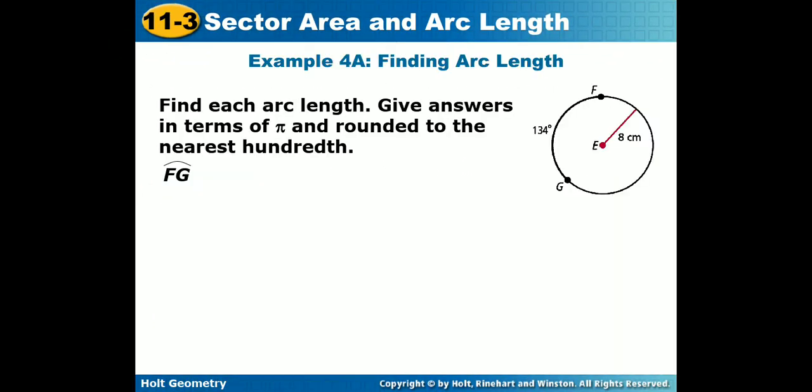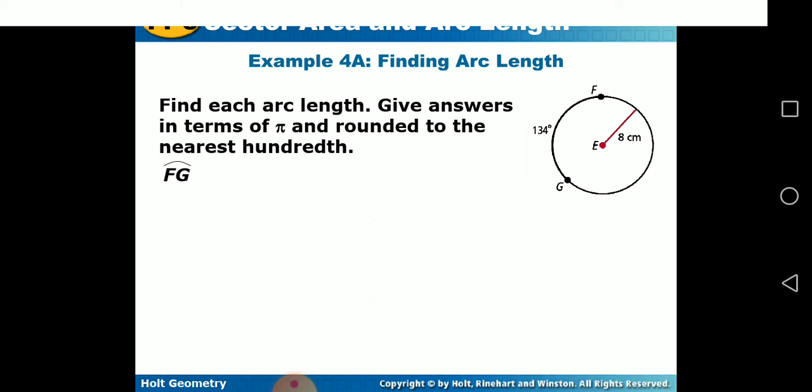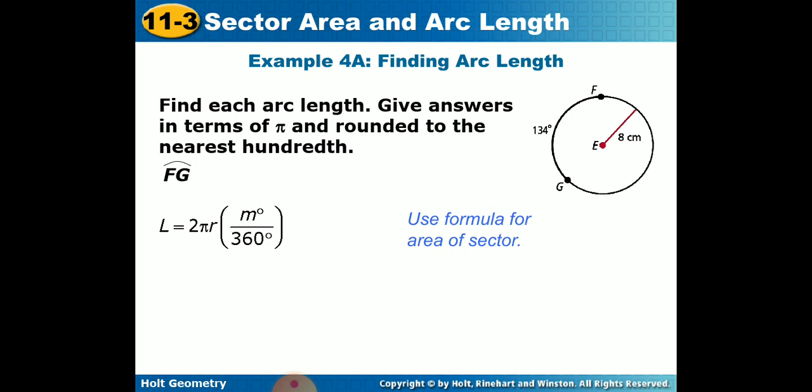Find each arc length and give answers in terms of pi and round it to the nearest hundredth. So he asks us for arc FG. So how can I get arc FG now? Remember, 2 pi r times measure of angle over 360. Use the formula. Remember 2 pi r here for the length.